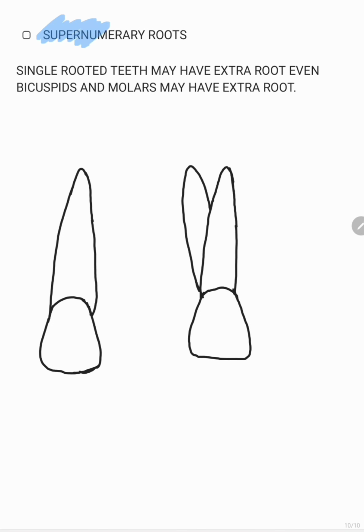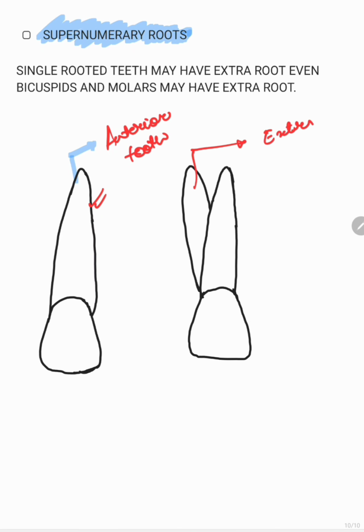So the next topic is supernumerary roots, right? Supernumerary root means there is an extra root present in a single rooted tooth. So this is, you can say, an anterior tooth which is having only a single root, as we know. But in supernumerary roots there will be an extra root present, right? Single rooted teeth may have an extra root, even bicuspids and molars may have an extra root. So this is also a developmental anomaly.